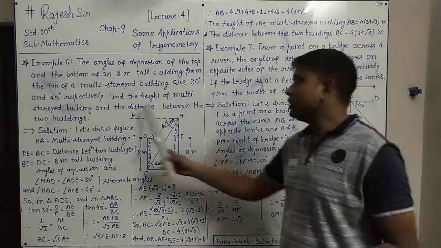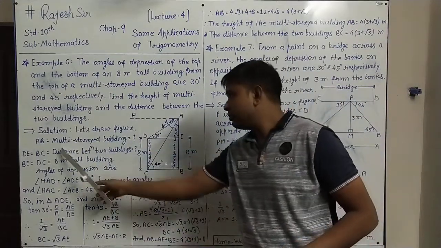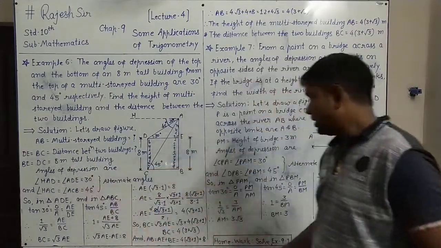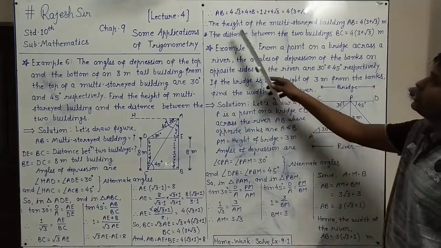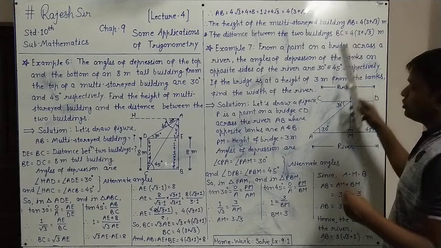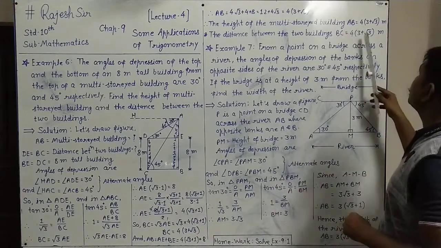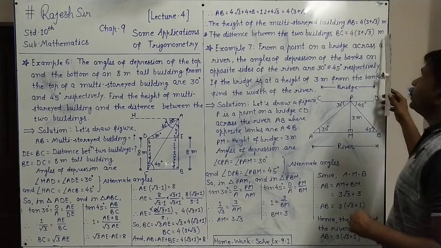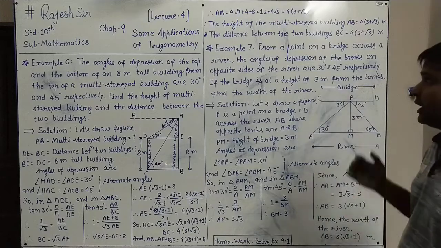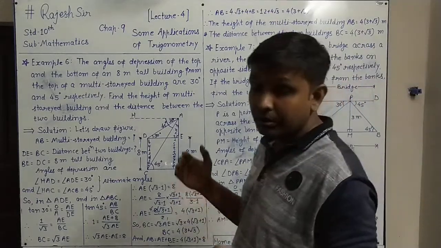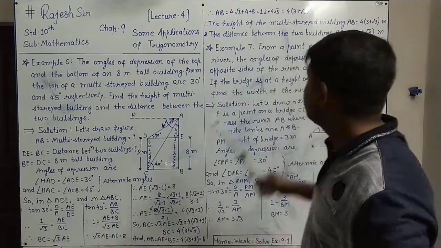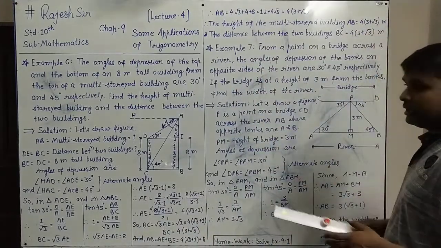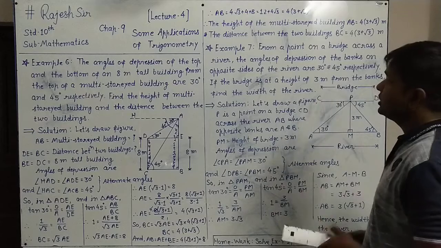And the distance between the two buildings is BC, and that BC we have found as 4 into 3 plus root 3. So the distance between the two buildings, BC, equals 4 into 3 plus root 3 meters. So the height of the multi-story building and the distance between the two buildings are the same in this case. Okay, and we have found it.